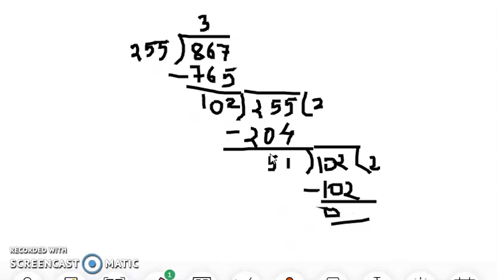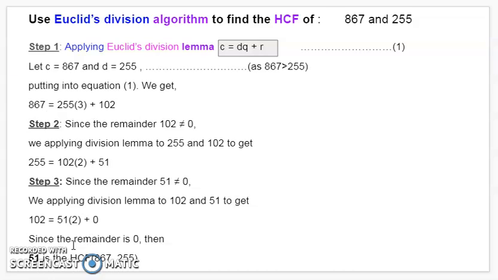The remainder will be 0. So this divisor 51 is giving us a remainder 0, so 51 will be our answer. In this third step we are getting 0 when we have the divisor 51. So since the remainder is 0, 51 is the HCF of 867 and 255.